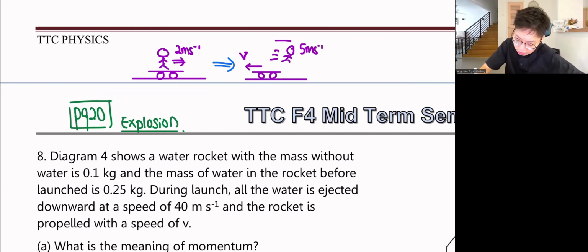Okay, so while I move forward, guys, is this considered as an explosion? Yes or no? Is this considered an explosion or not? Is this explosion, yes or no?